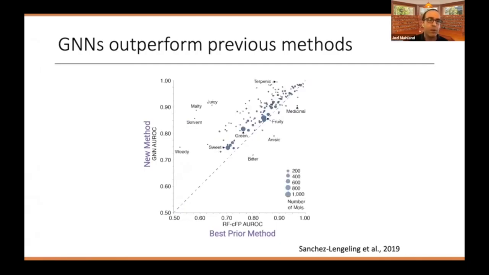This is a set of about 5,000 molecules from a Goodscents company and a Leffingwell database. And we can see that the graph neural network outperforms the baseline model on almost all labels, and especially labels where we have more data.